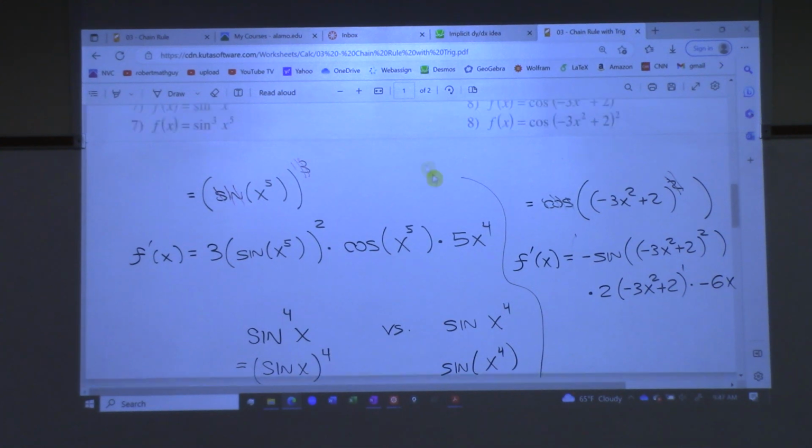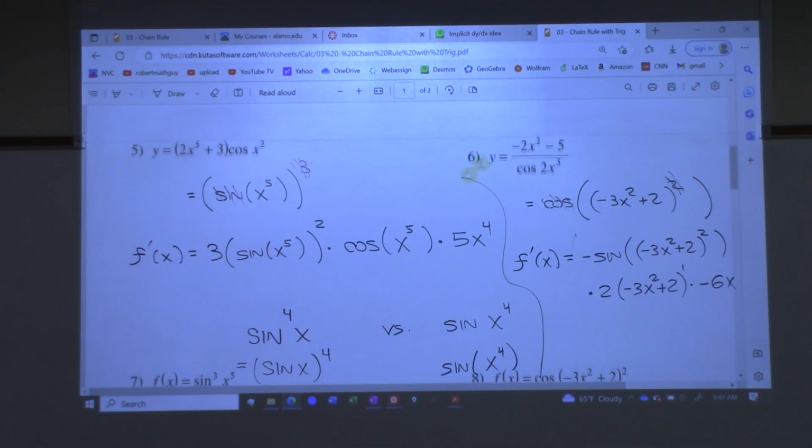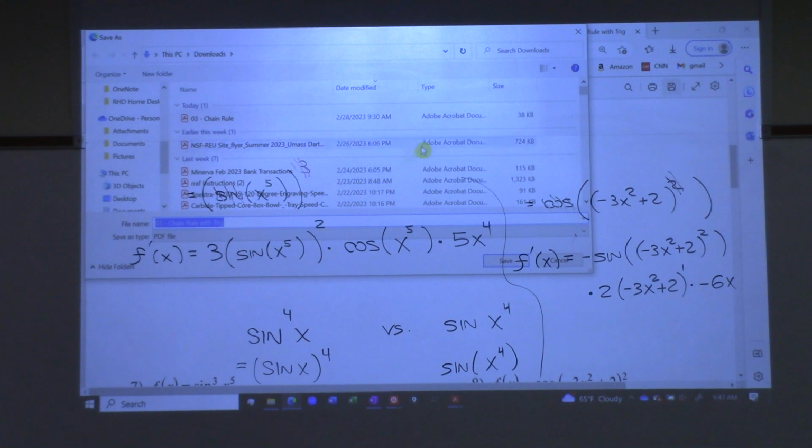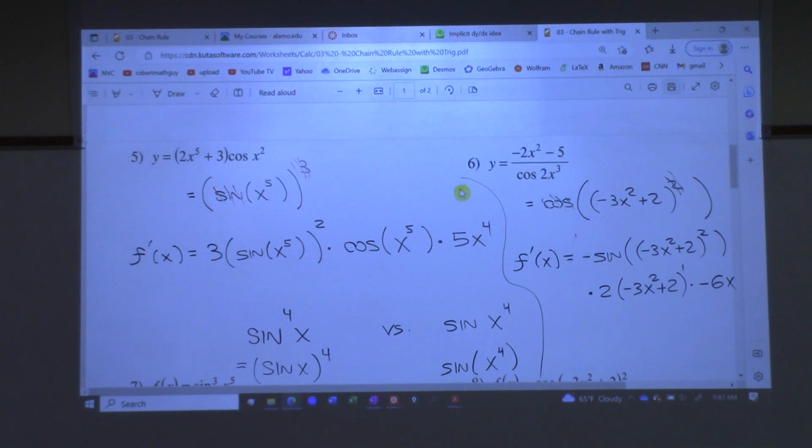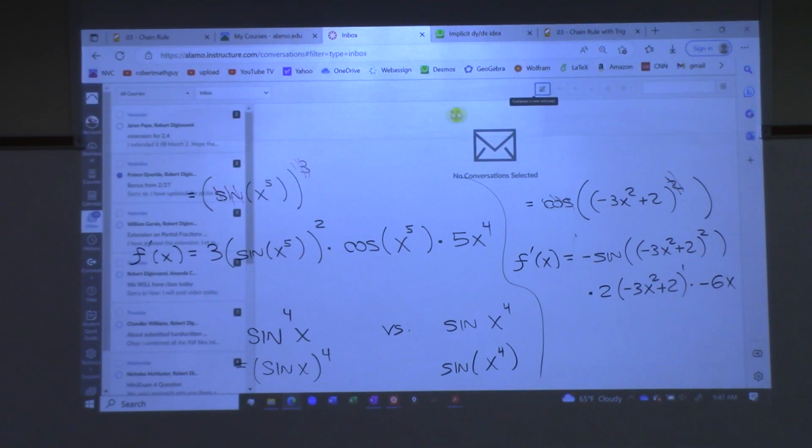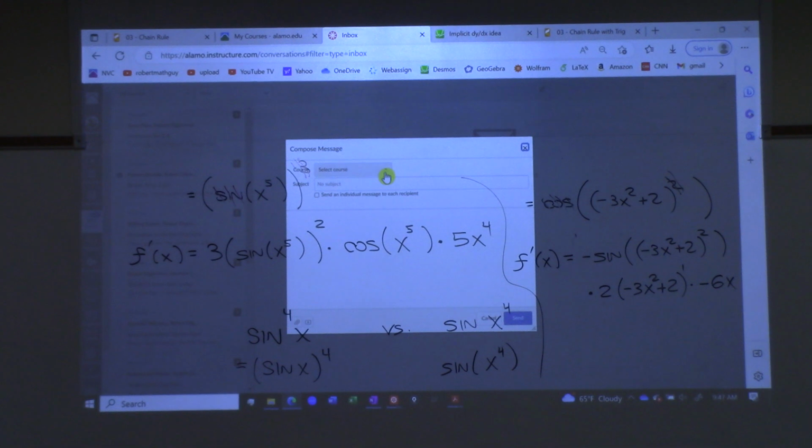I haven't looked at this whole worksheet, but I'm going to send this to you all as well. Sound okay? There we go. And those also have answers.